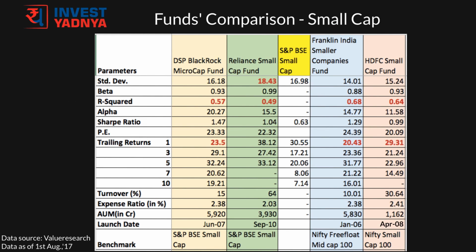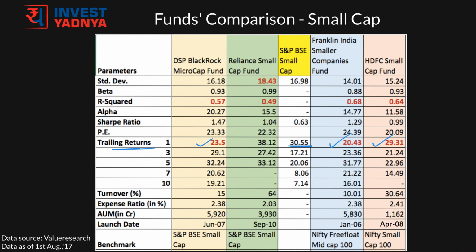Let's move on to the trailing returns. Trailing returns are calculated by moving backwards from the day when the latest NAV is available. The data that you see in front of you is as of 1st of August 2017. That is as per the NAV of 31st of July 2017. DSP BlackRock, Franklin and HDFC funds lag behind the benchmark in 1-year trailing returns. But since these are trailing returns, the scenario could change the next day.